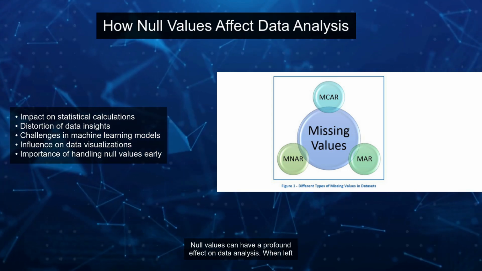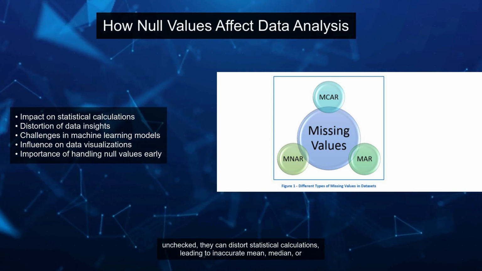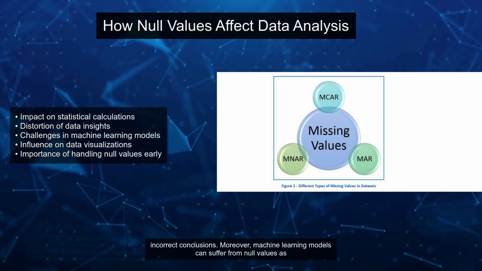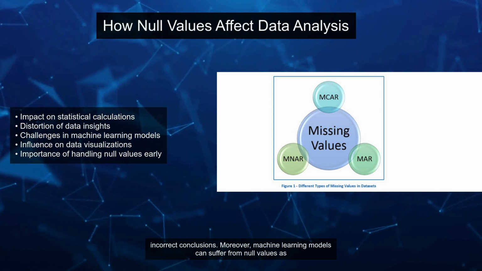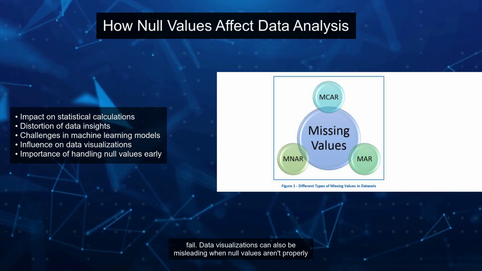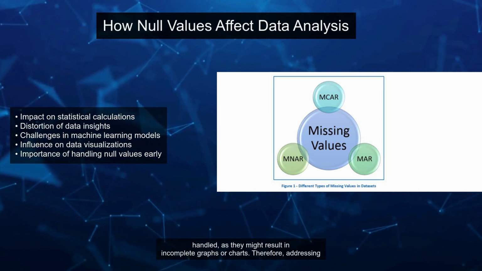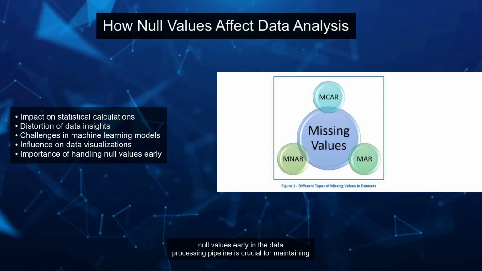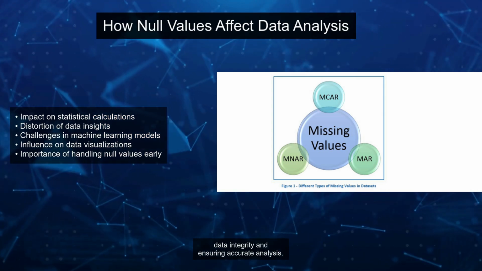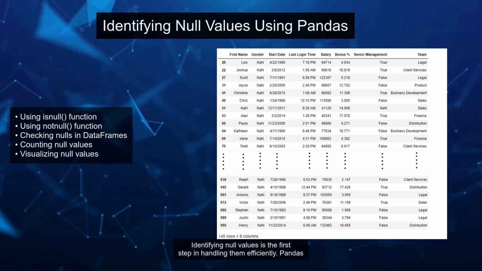Null values can have a profound effect on data analysis. When left unchecked, they can distort statistical calculations, leading to inaccurate mean, median, or mode values. This distortion can mislead data insights, causing analysts to draw incorrect conclusions. Moreover, machine learning models can suffer from null values as they may lead to biased training results or even cause algorithms to fail. Data visualizations can also be misleading when null values aren't properly handled, as they might result in incomplete graphs or charts. Therefore, addressing null values early in the data processing pipeline is crucial for maintaining data integrity and ensuring accurate analysis.